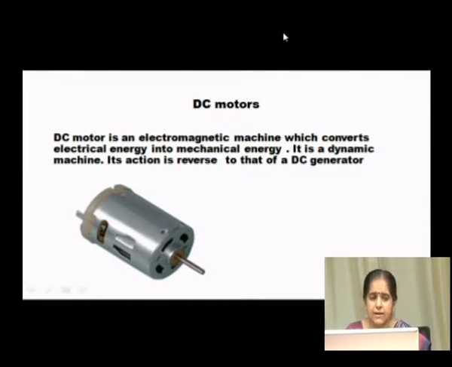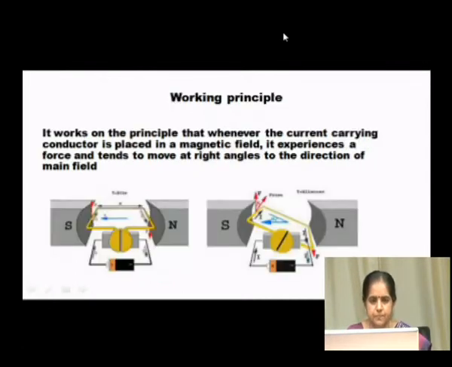But why is it called a dynamic machine? Because it has some rotating parts. It has two parts: the stator, which is stationary, and the rotor, which has the different parts that are in motion. Therefore it can be called a dynamic machine.